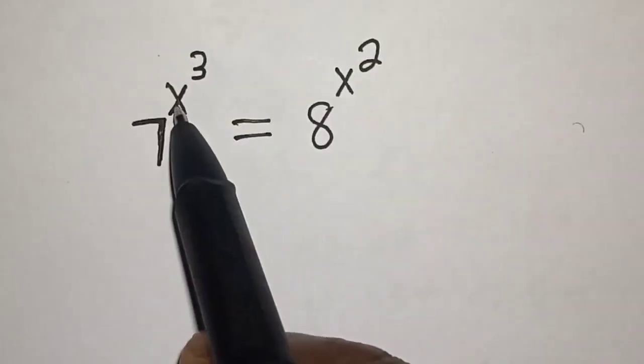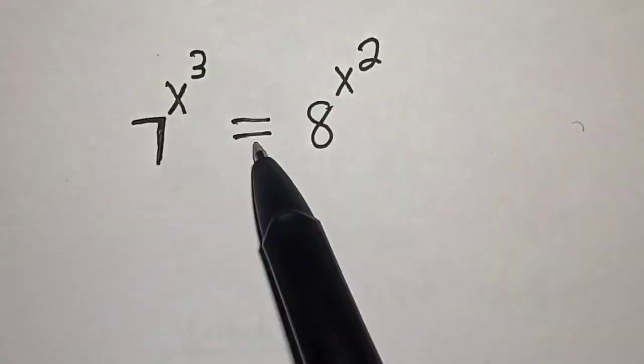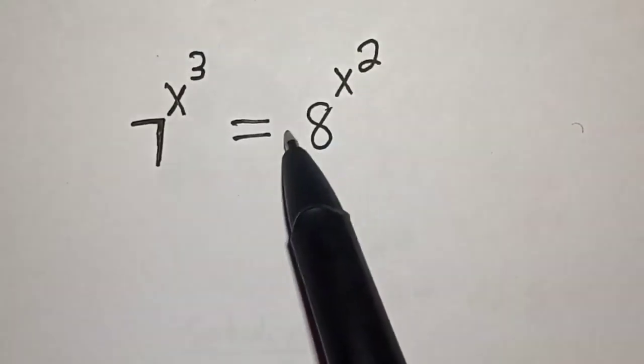In this class, we want to find the value of s from this equation. 7 raised to power s cube is equal to 8 raised to power s squared.